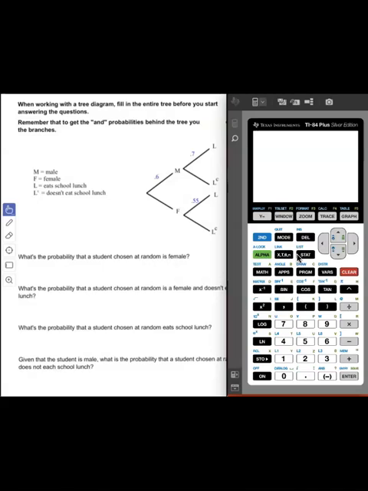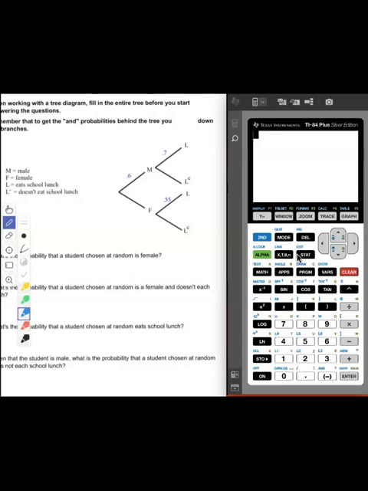Okay, so with tree diagrams, you want to fill in the entire tree before you start. You want to remember that to get the and probabilities behind the tree, you multiply down the branches. So for example, in this situation, 0.6 times 0.7 gives us 0.42. And we'll come back to that and finish this tree branch here, but that gives you how many people are male and had school lunch, which we'll get to in a second.